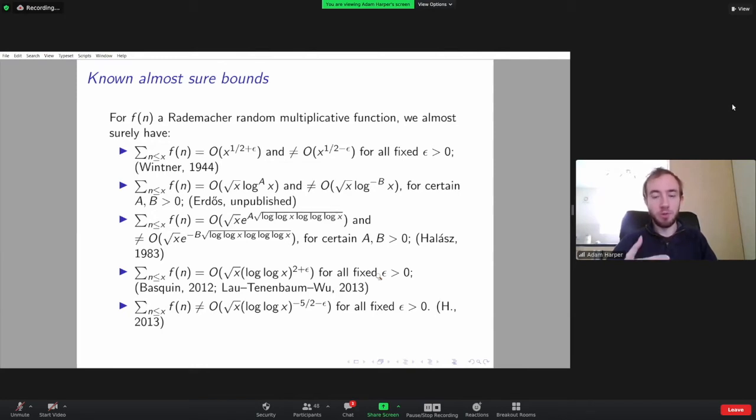Now, in this talk, I want to concentrate on the lower bounds. So let's just look at the lower bounds that I've written here and note that all of these lower bounds are functions which are smaller, which are slower growing than square root x. So this is square root x divided by a small power, divided by x to the epsilon. This is square root x divided by a power of log. This is square root x divided by a power of log. So all of these bounds here are consistent with the fact that the partial sums of the random multiplicative function could always, almost surely, grow slower than square root x. And that's a very strange situation, which we wouldn't usually expect to see. But there's no reason a priori that that couldn't happen.